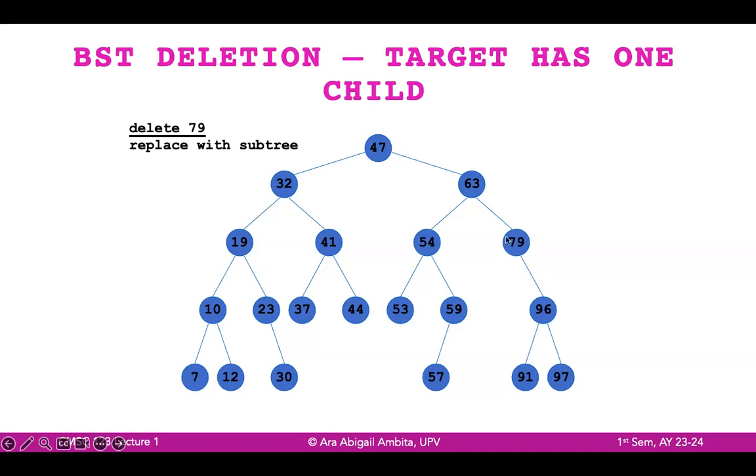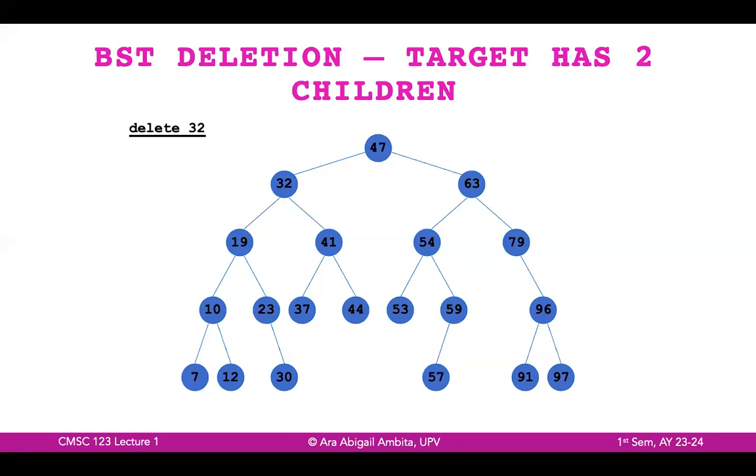So locate its parent. The parent of 79 is 63. So we are going to link 63 with 96 and remove the link of 79 between 63 and 96. And now we have the new binary search tree maintaining its property with 79 deleted. Okay, so here's the tree after deletion.